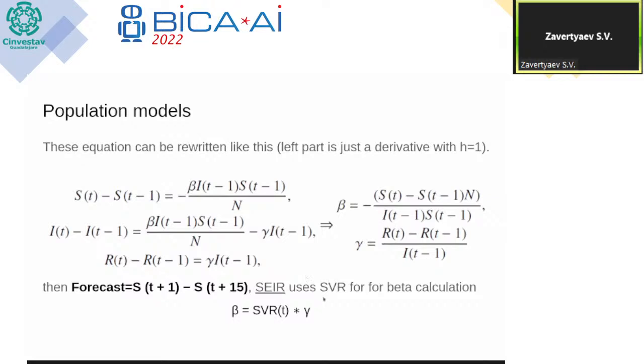The SEIR model differs in that beta isn't constant. It is autoregressively calculated for each day between the 1st and 15th, and that's the idea of the population models this paper describes.